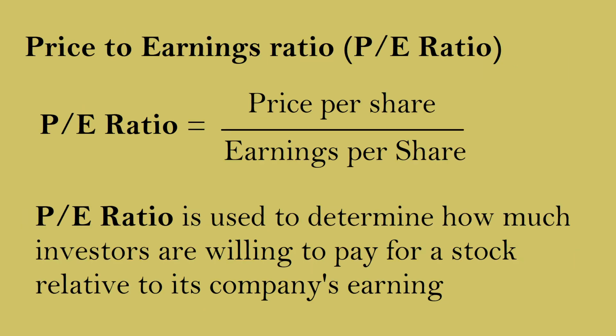Second one is price to earnings ratio. PE ratio is calculated as price per share divided by earnings per share. PE ratio is used to determine how much investors are willing to pay for a stock relative to its company's earnings. For example, again take stock A and stock B.